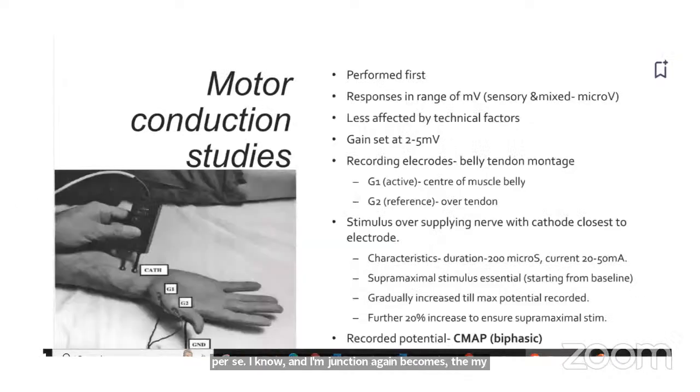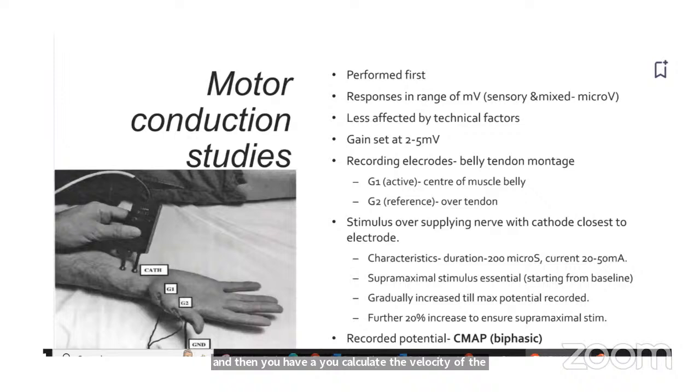So, what are the basic tests? We are going to look only at the basic tests that we do. The first one generally to be done is the motor conduction studies. It is performed first. Basically, you put in your stimulator, and there are two nodes. One is in the belly, and one is in the tendon. And then you measure the distance, and you see the nerve conduction velocity. So you have a fixed distance, and you have a fixed timing, and then you calculate the velocity of the nerve conduction of that particular nerve.